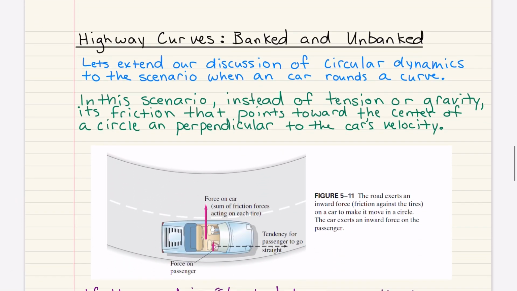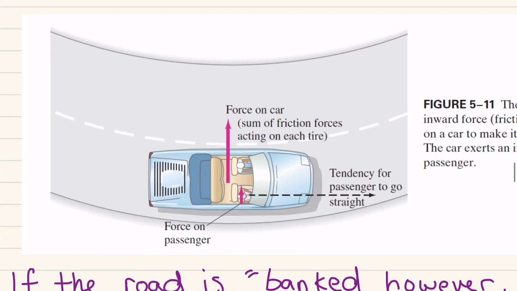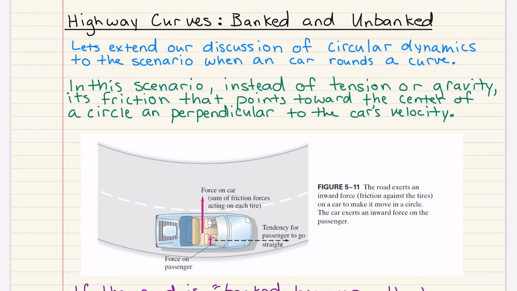Let's start talking about highway curves. Now I'm talking about when a car is traveling on a highway in uniform circular motion. For simplicity, you can imagine that a car might just be traveling in a circle, but we also use this to model partial circles or the curves that a car might round on an actual highway. In this scenario, instead of tension or gravity, it's going to be friction that's pointing towards the center of the circle. Friction is the only thing stopping your car from sliding off as it makes a turn.